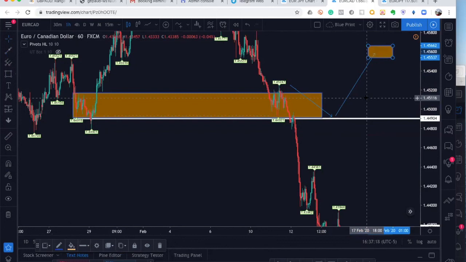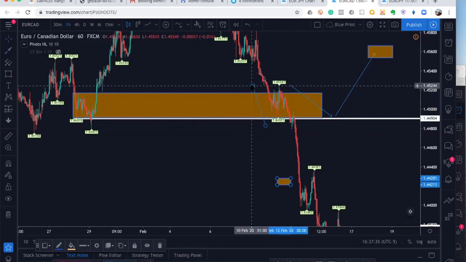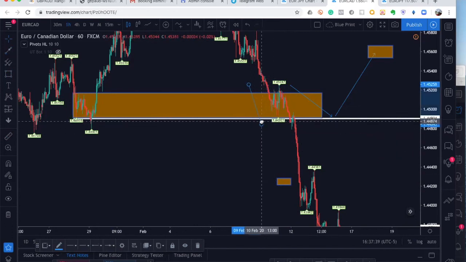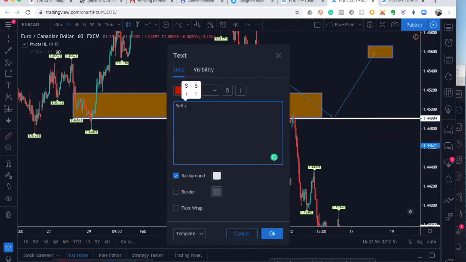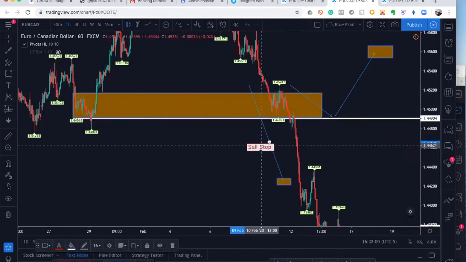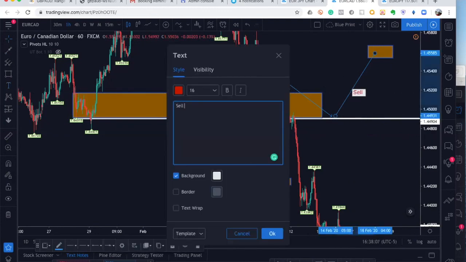A sell stop says this: price is here, and I want to take profit down here. I put in my sell here, and ideally price is going to go to right there, and then I'm going to take my profit right there. This is sell stop. This is sell limit.